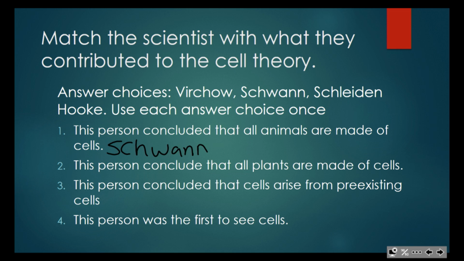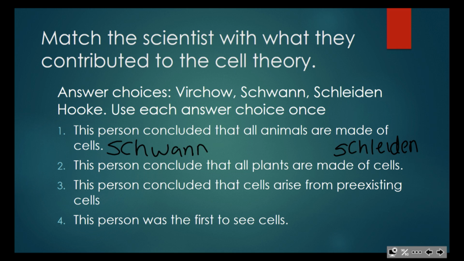Okay, the next one, number 2, this person concluded that all plants are made out of cells. Who of these figured out that all plants are made out of cells? This was Schleiden. So I'm going to write his name up here. I don't have a whole lot of room. Schleiden figured out that all plants are made out of cells. He's a botanist, and so he was studying plants a lot.